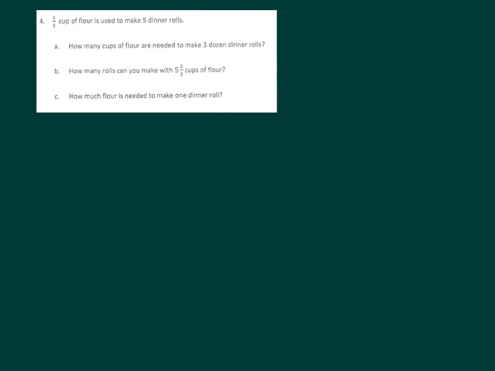Okay, this is the most complicated question of this whole assignment. I will start by asking you, what is 3 dozen? You know that 1 dozen is 12, so 3 dozen is 12 times 3, which is 36. So here 3 dozen just means 36 dinner rolls. Okay, so now let's look back at the original information that we need.